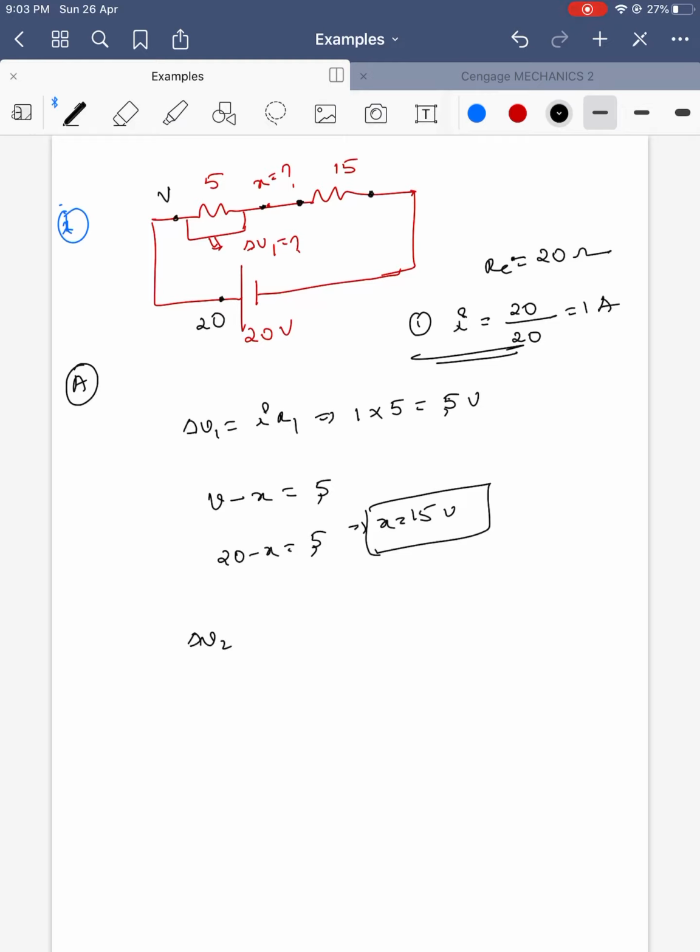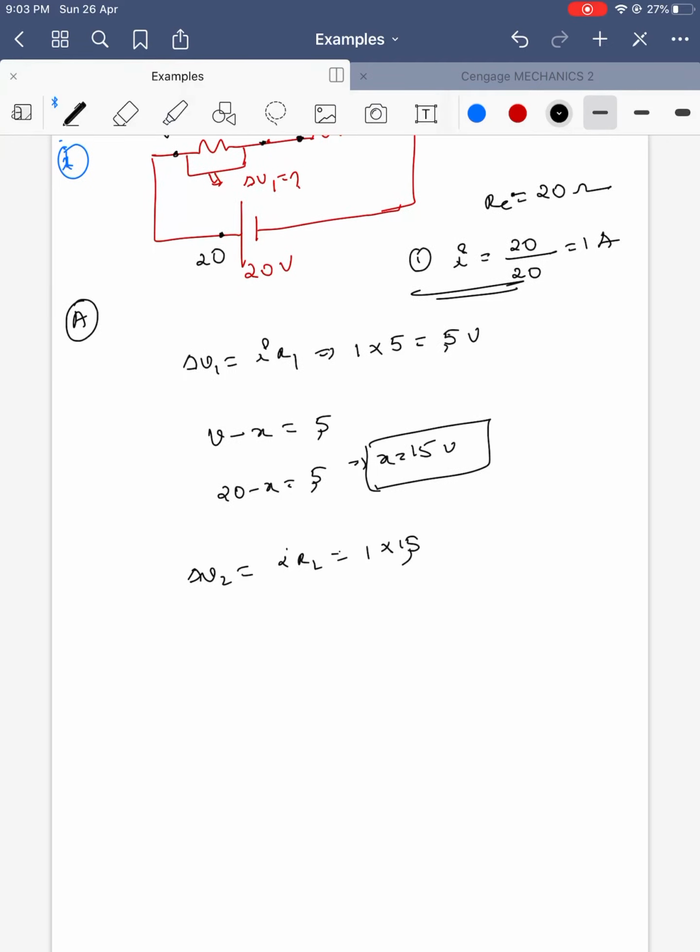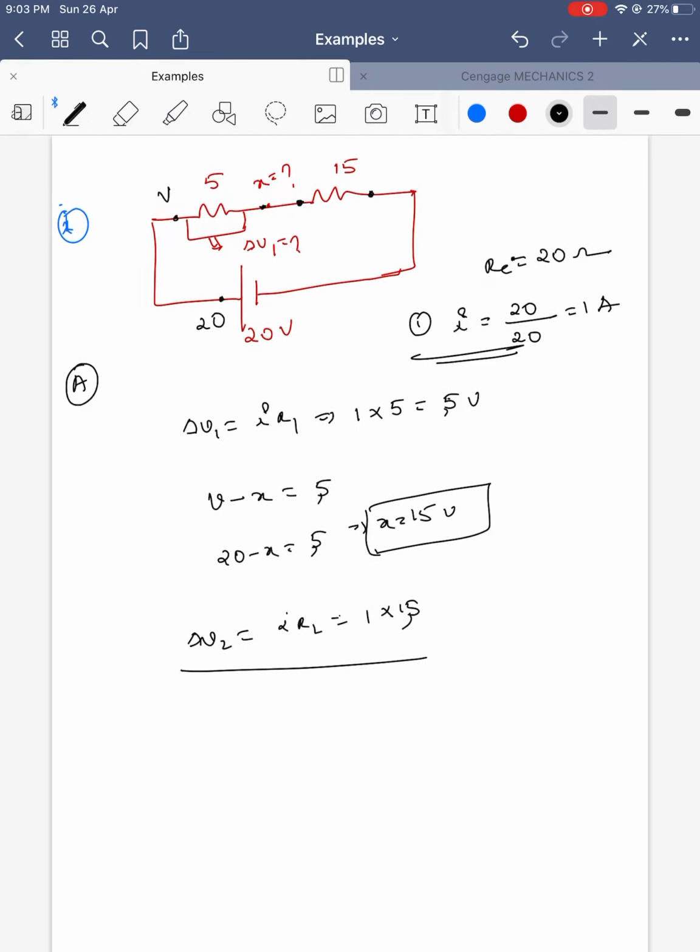Delta V2 is equal to I into R2. I is 1. So I into R2 is 15. So the voltage drop across the second one is 15 volt. To get that 15 volt, we already got X is equal to 15 here, and 20 volt here, and here it is 0. So from here also you can get 15 minus 0, 15 volt is the voltage drop across the second resistor. Okay, so let's go to the other question.